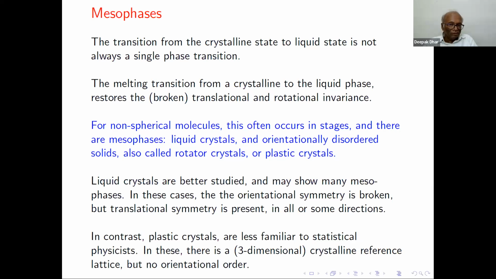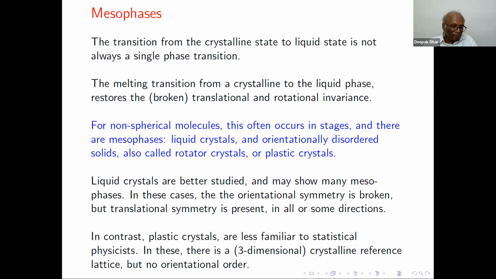Okay, so what we will call a crystalline state is something which has translational invariance broken and rotational invariance broken, and liquids have both of them. So if you take non-spherical molecules, these break up in stages that I already said. These mesophases, middle phases, are called liquid crystals and orientationally disordered solids, also called rotator crystals. Out of these, liquid crystals are much more familiar to physicists because de Gennes did a lot of work, and many other people, Chandrasekhar included, did a lot of work on liquid crystals.